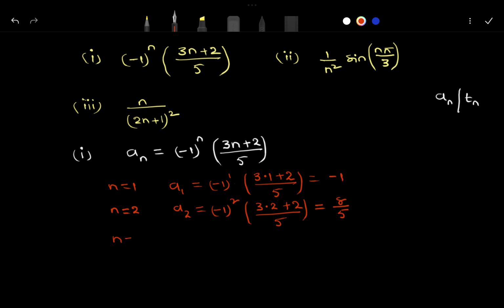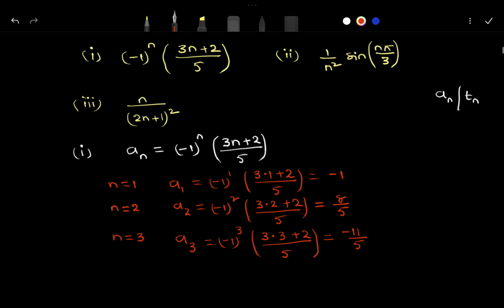And next n is equal to 3. If you write that, we will get the third term, a3. This one is (-1) to the power of 3 into (3 into 3 plus 2) divided by 5. This total value will be: 3 3s are 9. 9 plus 2 is 11. 11 by 5 into (-1) to the power 3, which is minus 1. So totally this value is minus 11 by 5.